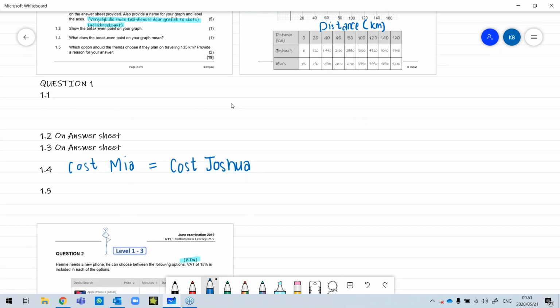So you can say, you will make use of Mia's service, as it is the cheaper, let me just include.